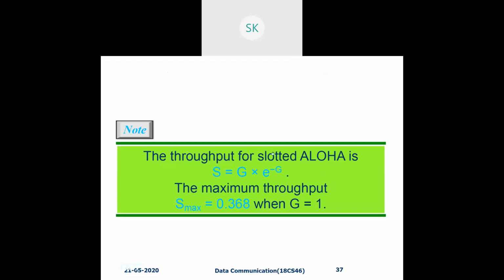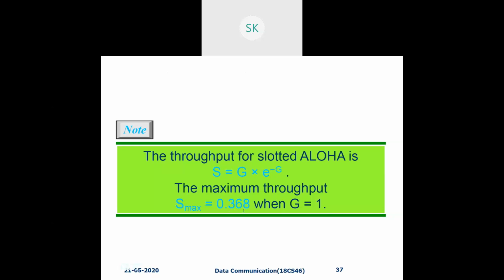The maximum throughput of slotted Aloha is achieved when the G value is 1. G is nothing but the average number of frames generated by the system during one frame transmission time. So on average, one frame needs to be available. With that, the maximum becomes 36.8 percent, or about 37 percent, which is the guarantee it will give you. So those many frames will always survive.